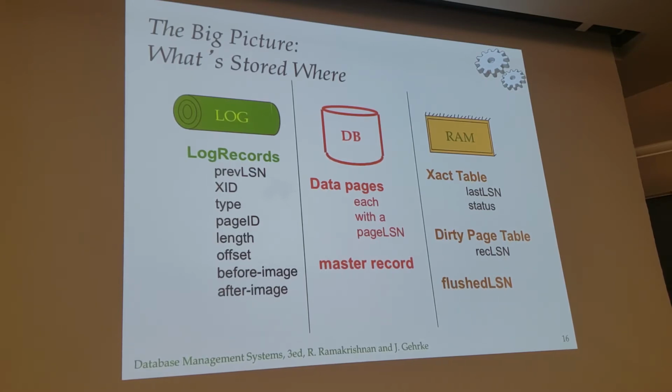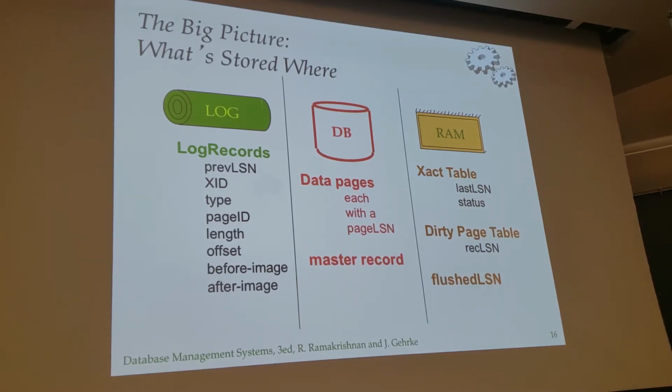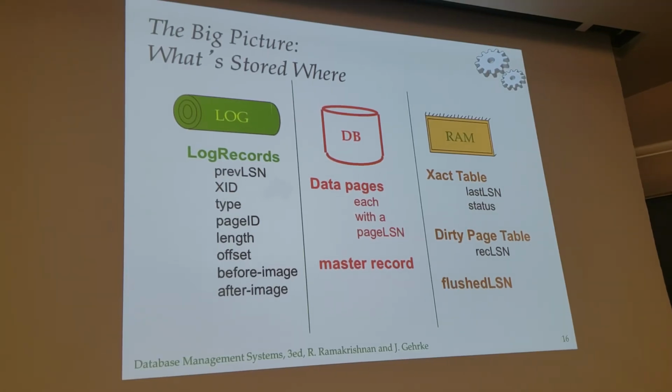And in RAM, you have stuff that you're doing on behalf of executing the transaction. You've got the transaction table, the dirty page table. You have the flushed LSN value, which is a single value. And you have the data that you're doing on behalf of transactions, including the actual pages that are in your buffer pool. Then you've got the database, and that has data pages, each of which has a page LSN that's associated with it, and you have this master record that we talked about with the last checkpoint that's out there. That's out there on disk or the persistent storage.